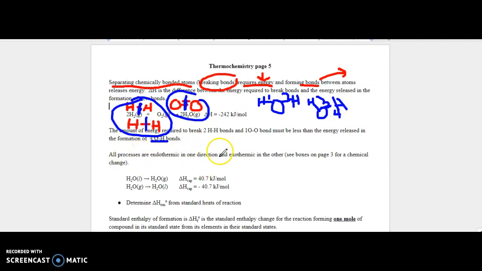And then all processes are endothermic in one direction and exothermic in the other. So just like we flip the sign for electrochemistry reactions, when we change the direction, we can do this too. So if liquid to gas is positive 40.7 kilojoules per mole, then gas to liquid water has a heat of vaporization that's negative 40.7 kilojoules per mole.